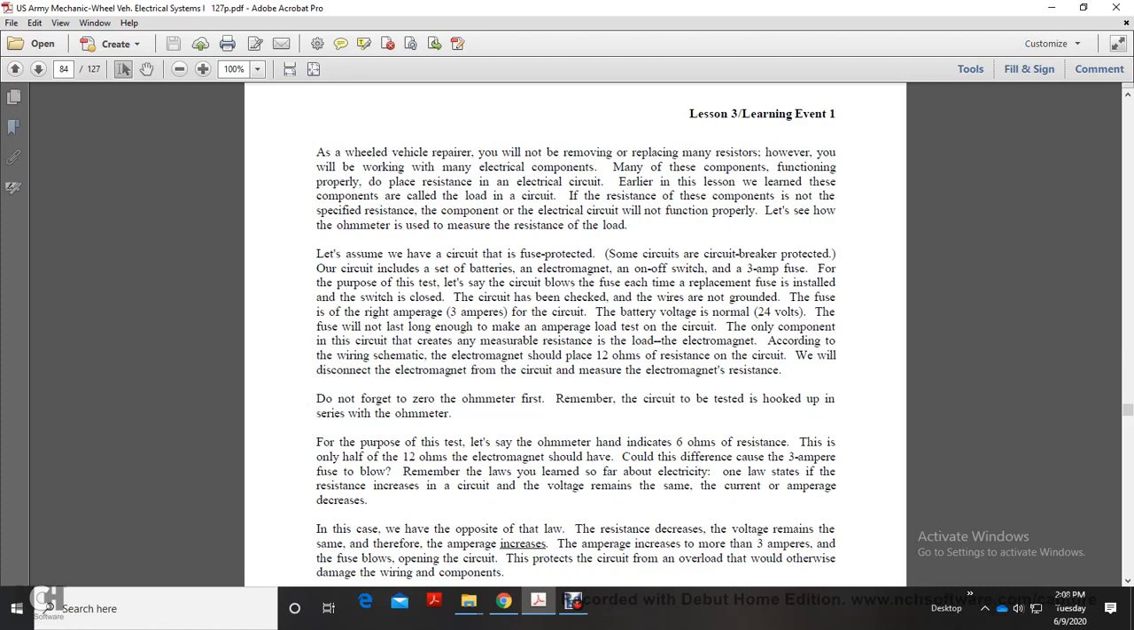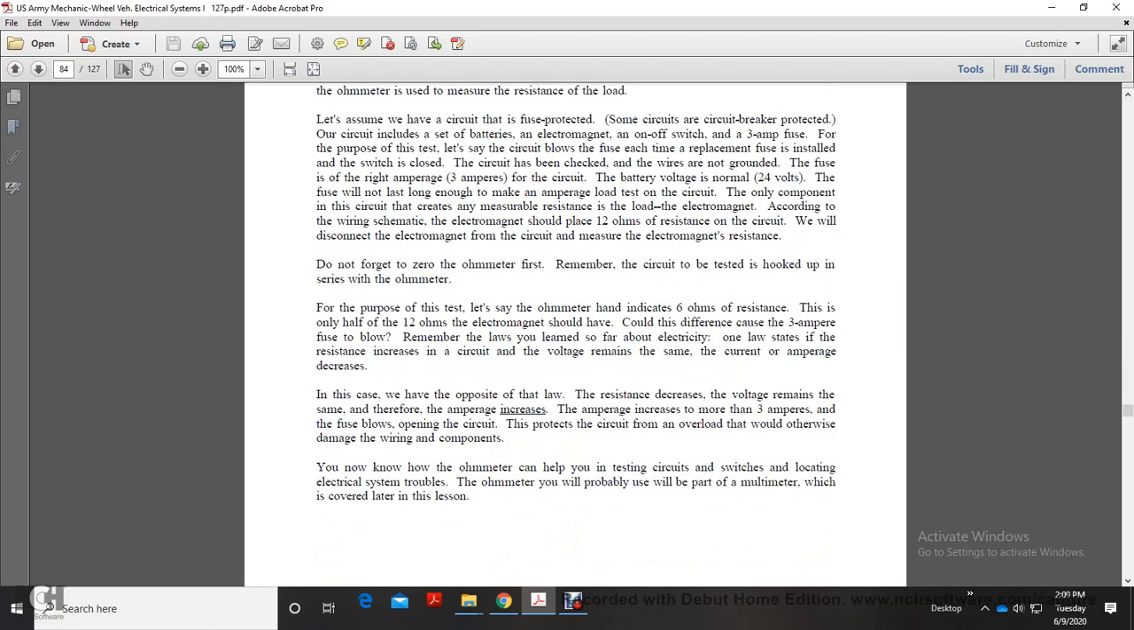Let's assume that we have a circuit that is fuse protected. Some circuits are circuit breaker protected. The circuit includes a set of batteries, an electromagnet, an on-off switch, and a 3 amp fuse. For the purpose of this test, let's say that each time a replacement fuse is installed and the switch is closed, the fuse blows. The circuit has been checked, the wires are not grounded, and the fuse is the right amperage, 3 amps, for the circuit. The battery voltage is 24. The fuse will not last long enough to make an amperage load test on the circuit. The only component on the circuit that creates measurable resistance, the load, is the electromagnet. According to the wiring schematic, the electromagnet should have 12 ohms of resistance. Disconnect the electromagnet from the circuit to measure its electrical resistance.